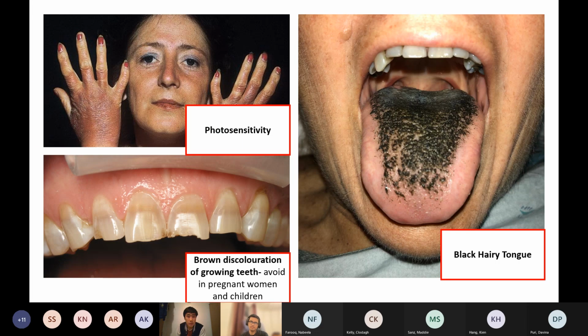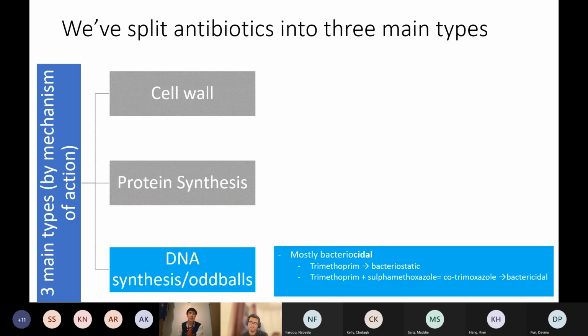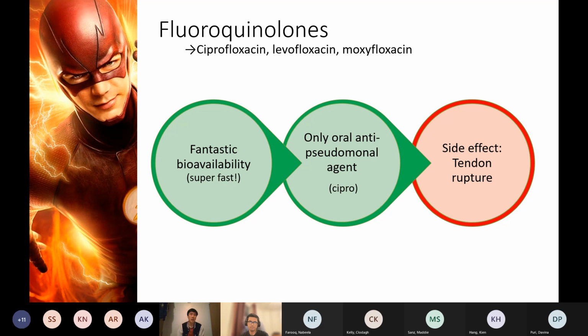But yes, back on the road show, we are talking about DNA synthesis oddballs. These are mostly bactericidal, because if you can't synthesize DNA, that's not good. The one exception is trimethoprim, which is only bacteriostatic, but when it's combined with sulfamethoxazole to form co-trimoxazole, it's bactericidal. So most are bactericidal. Trimethoprim by itself is bacteriostatic, but you add a boost and it's bactericidal. Okay, so here we've got the flash for fluoroquinolones.